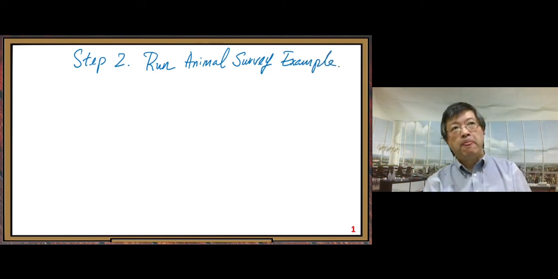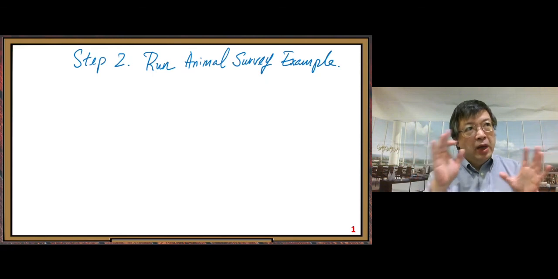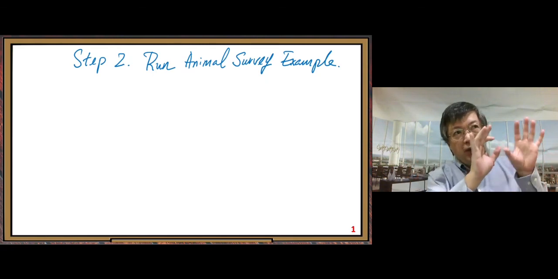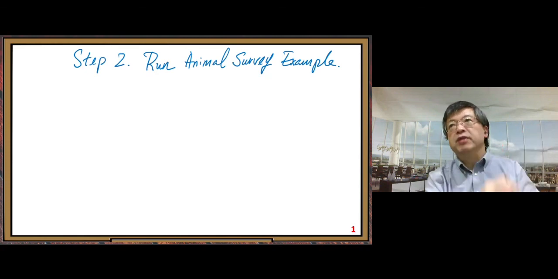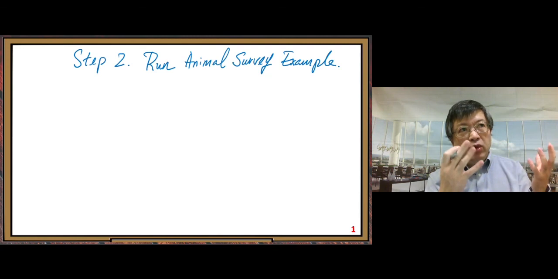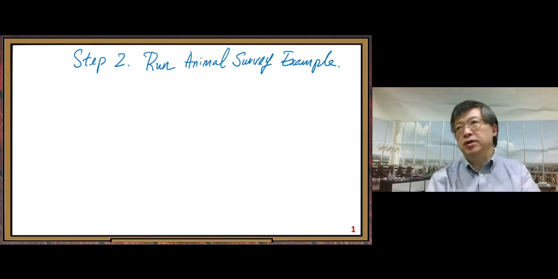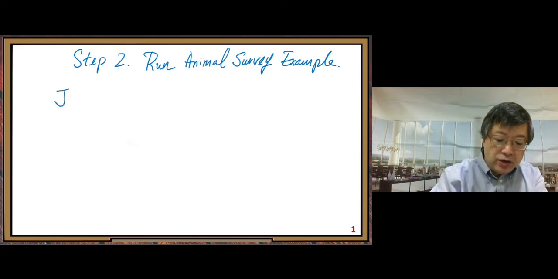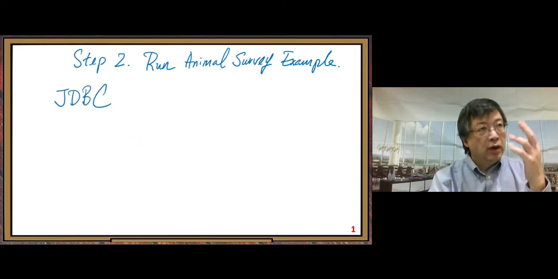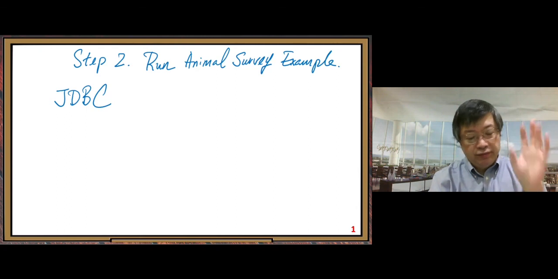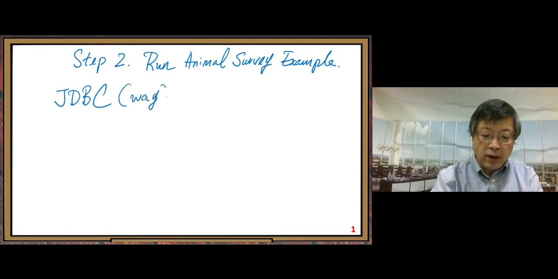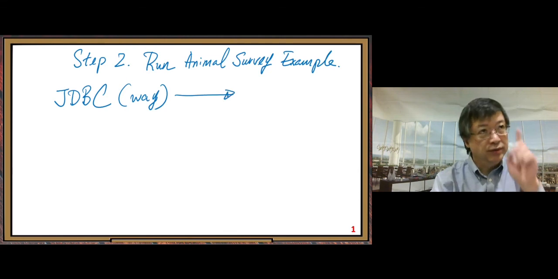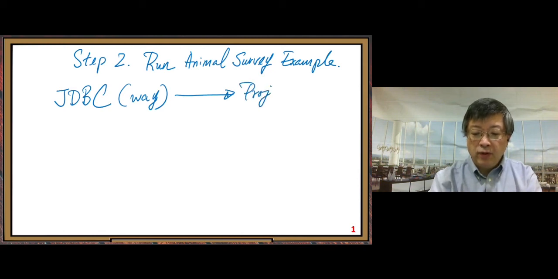All right, because our Project 1 uses a similar way to what we do in the animal survey, that's why this example we will use as our starting point. We will use the JDBC way. Definitely we need to modify it. So we do some necessary modification, and then we can get what we need to do in Project 1.